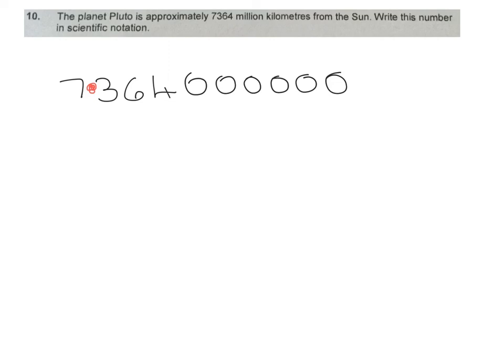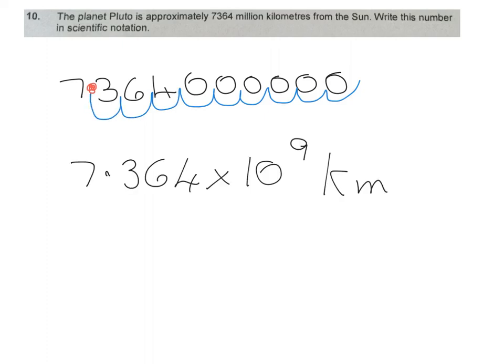So how far did it move to get to there? It went 1, 2, 3, 4, 5, 6, 7, 8, 9 places. So our final answer is 7.364 times 10 to the power 9 kilometres. Do not round. Do not miss any numbers out.